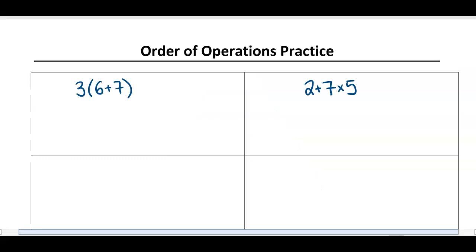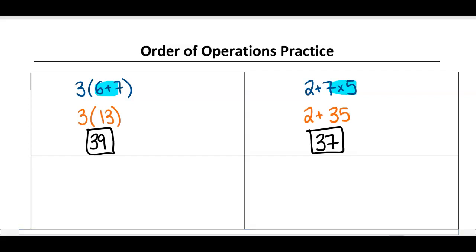Now that we have reviewed our order of operations, I want you to try both of these problems in the given space in your practice area and pause the video. I will come back with the answers for you to check, and you can see if you have any questions. No cheating. Okay, if done correctly, this is what you should have got.